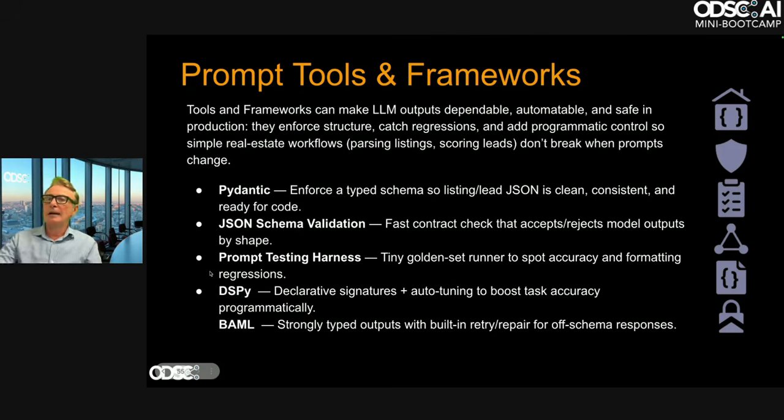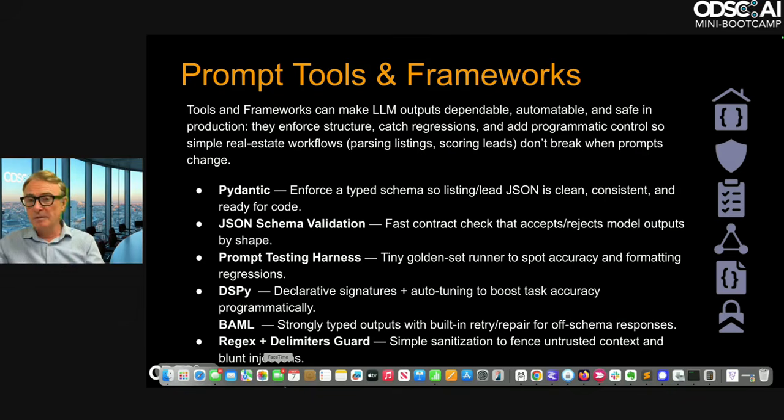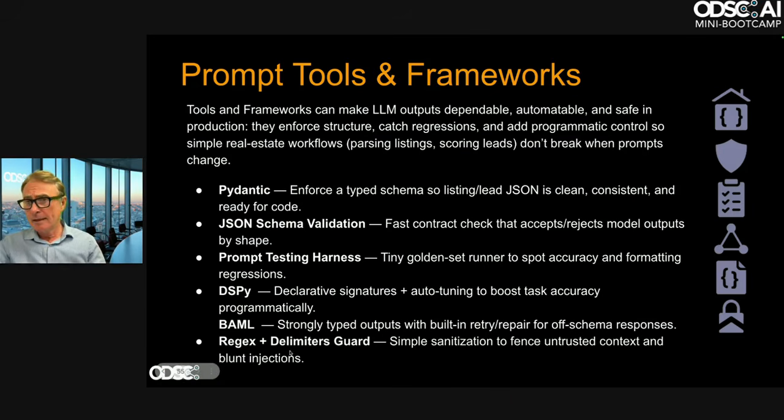DSPy and BAML, declarative signatures for auto tuning, and BAML. And these are quite important and very popular in the community and discussed a lot. And then sometimes what I use as well, there's an open source project called Outlines or .txt. And what it helps you do is basically build basic regular expressions to check my outputs, right?